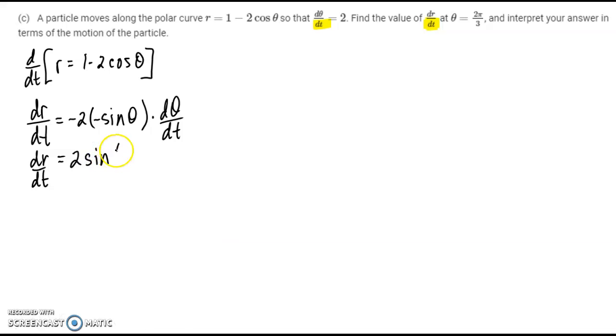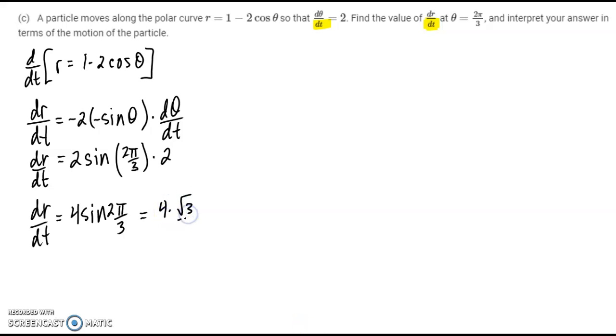Once I find the derivative, I can start plugging in the given information. Theta is equal to 2 pi over 3, and d theta dt is equal to 2. So 4 sine of 2 pi over 3. We can plug this in the calculator. It is a calculator problem, but this is also an exact value. 2 pi over 3 is in the second quadrant. Sine of pi over 3 is square root of 3 over 2. So I can leave it like that just because I said I was getting the calculator at the end.